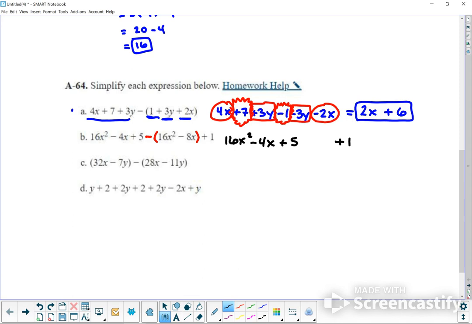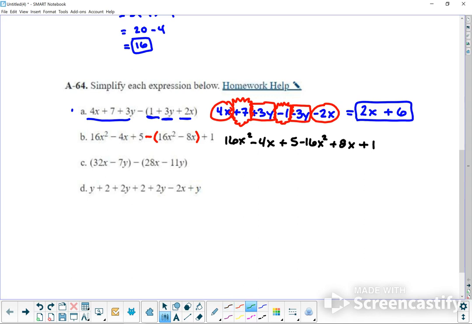Okay, but that parentheses, so it's the opposite of 16x squared, which is a negative 16x squared. Oops, I need more space, so I'm going to move that plus 1 back a little bit more. Then I'm going to go and do the opposite of negative 8x, which is a positive 8x. And that's what that negative parenthesis does, is it changes everything inside the parentheses to be opposite.